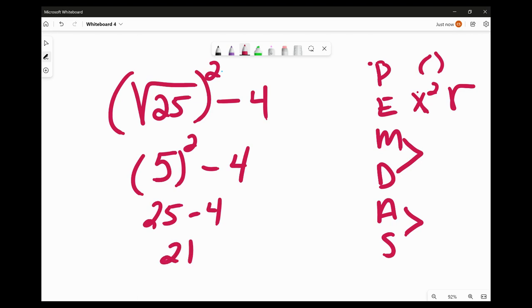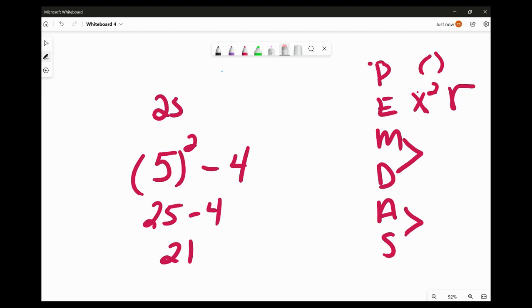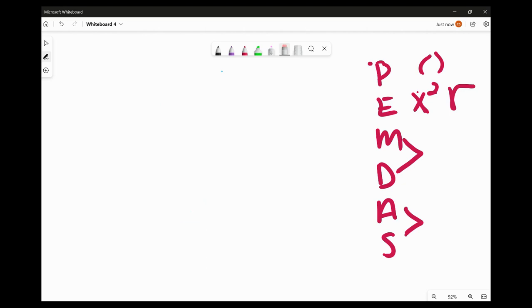Now, you can do it that way, but I want to point out the fact that squaring something and the square root are opposite operations, and so they cancel each other out. So this squared cancels out the square root sign, and you can just see that it's going to be 25 minus 4 without doing all the work. Okay, let's do one more problem here.